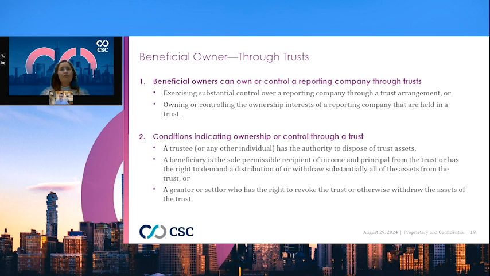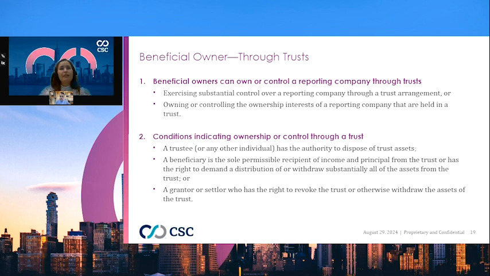Unfortunately, for the beneficial ownership analysis, when it comes to trusts, there's a tremendous amount of variability. In April, FinCEN did attempt to provide some clarity, but noted that particular facts and circumstances determine whether specific trustees, beneficiaries, grantors, settlers, or other individuals with roles in a particular trust are considered beneficial owners. The following conditions indicate that an individual owns or controls an ownership interest through trust.